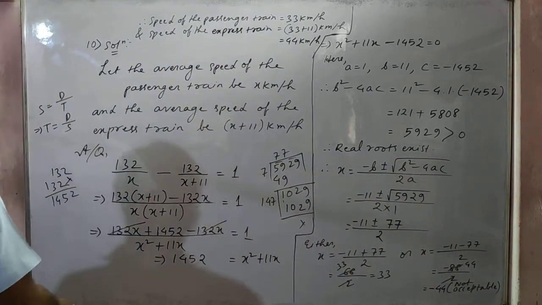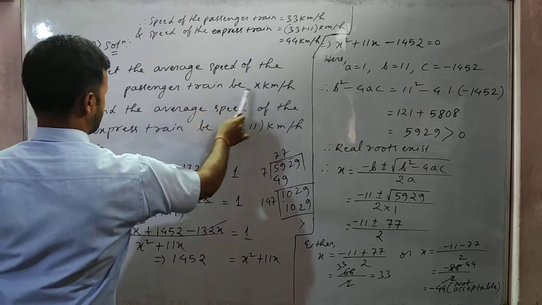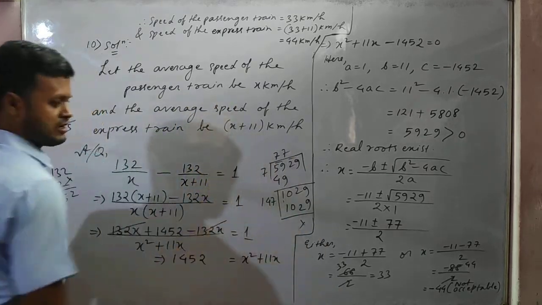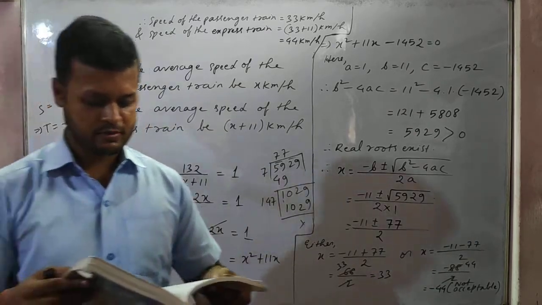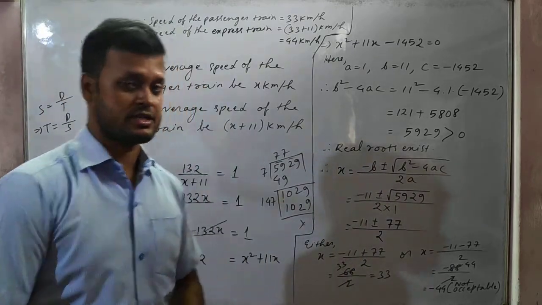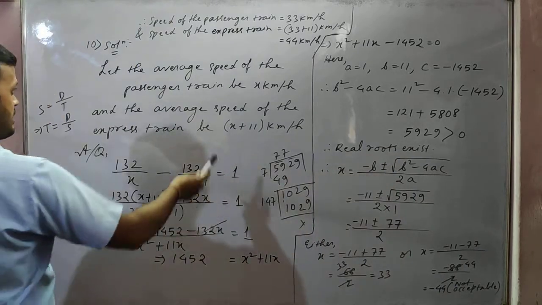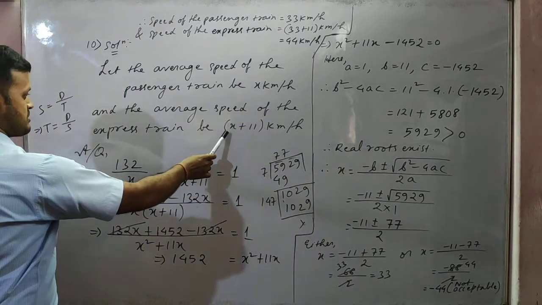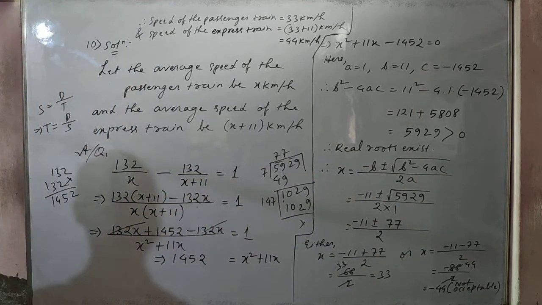So let the average speed of the passenger train be x km per hour, and the average speed of the express train be x plus 11 km per hour. Why? Because in the question they said the average speed of the express train is 11 km per hour more than the passenger train. So if the passenger train speed is x km per hour, then the average speed of the express train will be what? x plus 11. Understood? Now again the question, students.